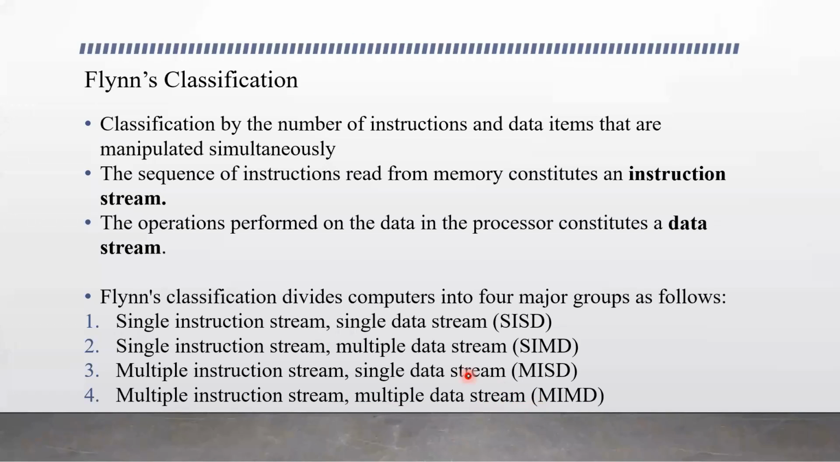So according to Flynn, the classification of computers is based on the number of instructions and the number of data items that are manipulated simultaneously. The classifications are SISD, single instruction, single data stream; single instruction, multiple data stream; multiple instruction, single data stream; and multiple instruction, multiple data stream.